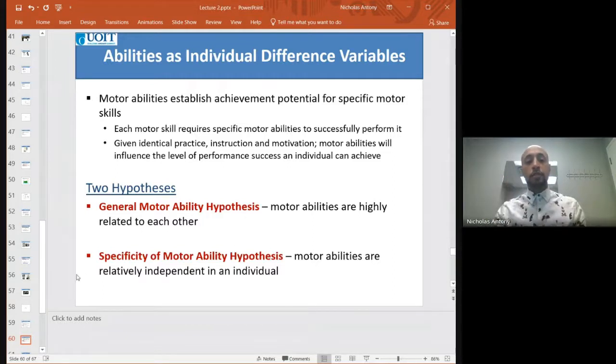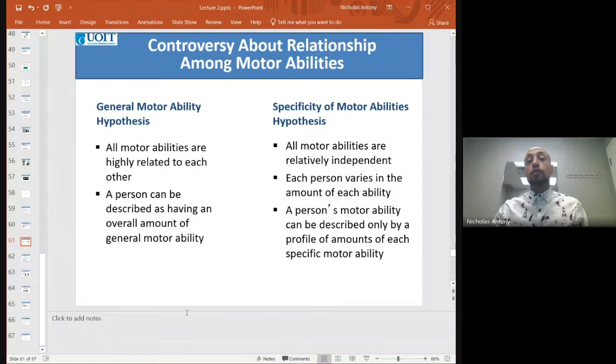And then there was the group that said there was a specificity of motor ability hypothesis, meaning that people have different motor abilities, there's multiple different motor abilities, and an individual will have varying degrees of ability in each of those. So depending on the person, they may be good at balance but bad at rhythm, or they may be good at timing but bad at hand-eye coordination. Okay?